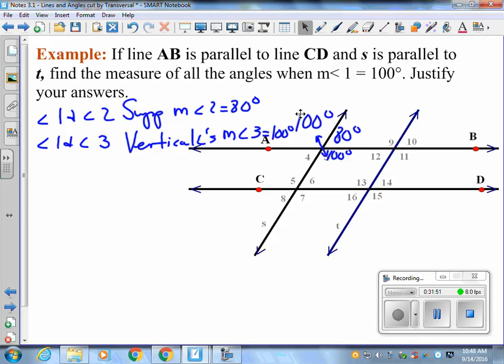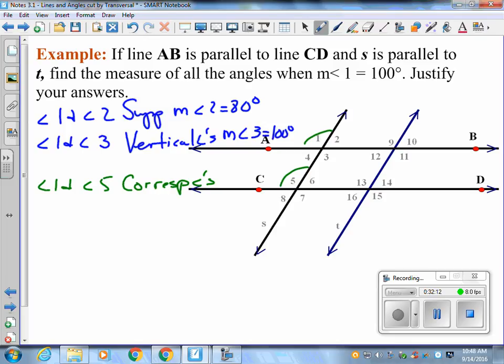What about 1 and 5? Now let me clean my picture up a little bit over here. Here's 1, here's 5. What kind of angles are angle 1 and angle 5? Based on the corresponding, okay. So we name them corresponding angles, and then after we name them corresponding angles, do they look the same size or do they look different sizes? Same size. So the measure of angle 5 has to be 100 because angle 1 was 100. Is everybody with me?